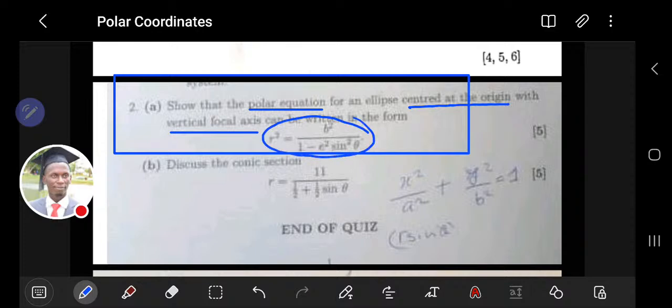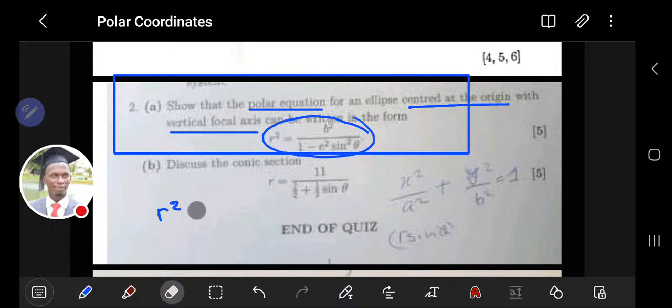So I hope it is clear. If it's not clear, that is r squared equals b squared over 1 minus e squared sine squared theta. So try to see if you can work that out. This is coming from a past quiz paper, so you can try it out. Then you can compare your solutions with what I did in the recording. The link again is in the description. This is going to be the last example in that video.